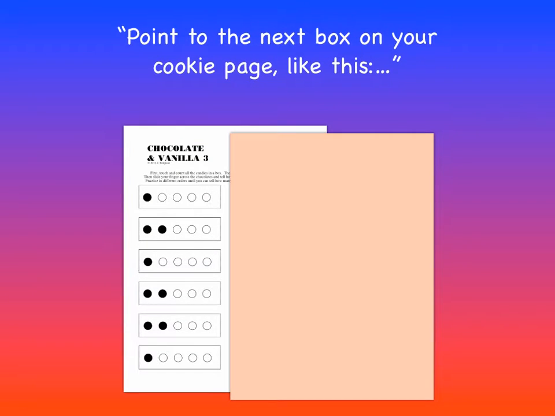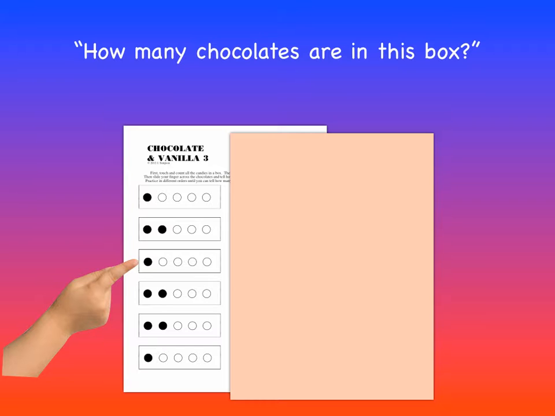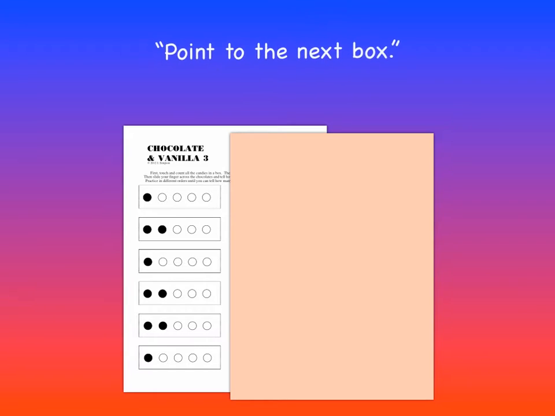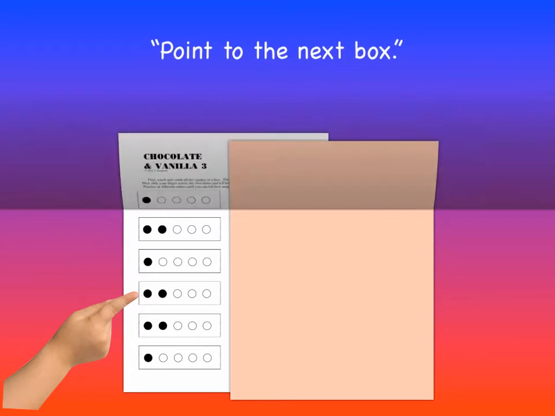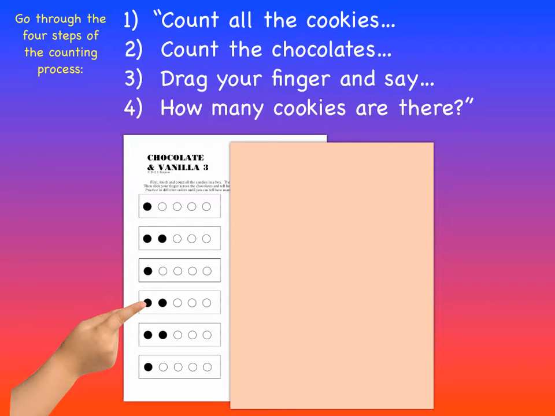Point to the next box on your cookie page, like this. How many chocolates are in this box? 1, that's correct. Point to the next box. Go through the 4 steps of the counting process with the students. You count all the cookies first, then count the chocolates, then drag your finger and say how many, and then answer the question, how many cookies are there?